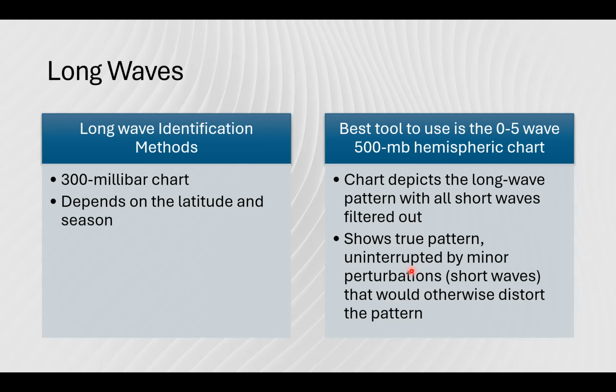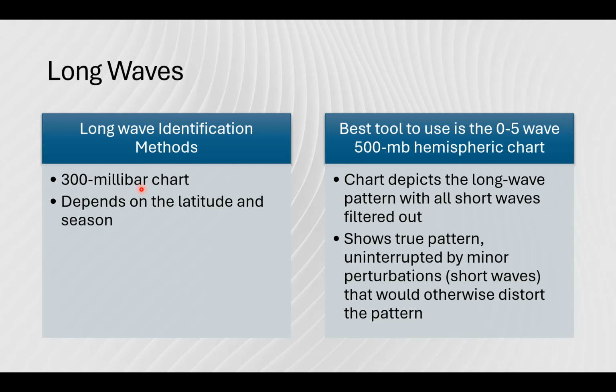All right, so let's just break it down here on this slide. We're talking about long wave identification methods. We can use the 300 millibar chart, which is at 30,000 feet above the ground. We're going to use that in the wintertime, because in the wintertime, the atmosphere is colder and more compact and more dense. So we look at a lower altitude chart in the winter, at 300 millibars or 30,000 feet above the ground.